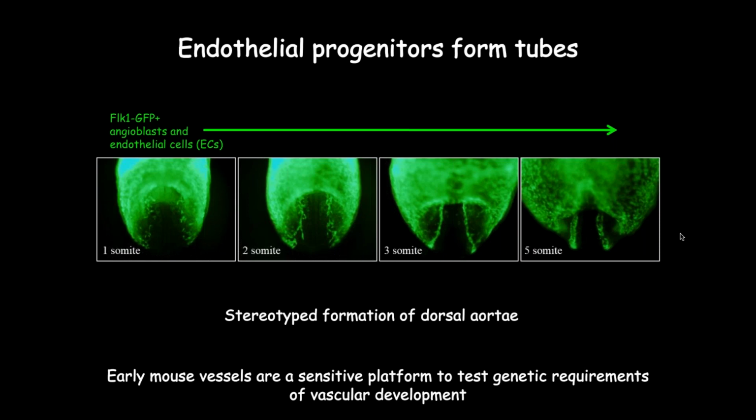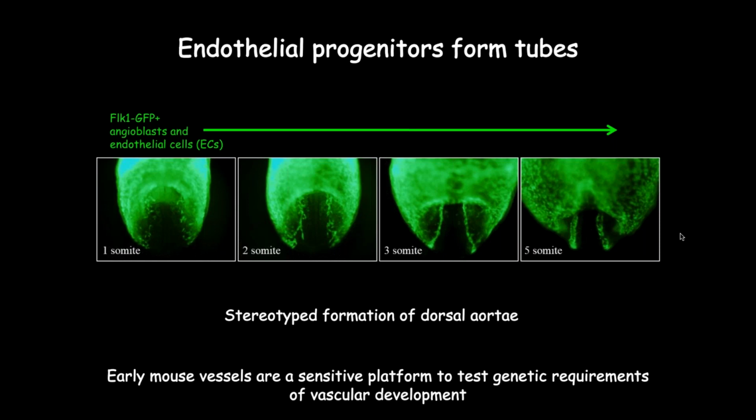But point being, this reporter shows you the presence of both blood vessels and their progenitors called angioblasts. The first panel, labeled one somite, is really the beginning of embryogenesis. At this point, the embryo doesn't have any organs. It only has the beginnings of a cardiogenic plate and a little bit of the neural folds. But what you're seeing in the middle, in that dark region there, are the progenitors to endothelial cells being born within the mesoderm.